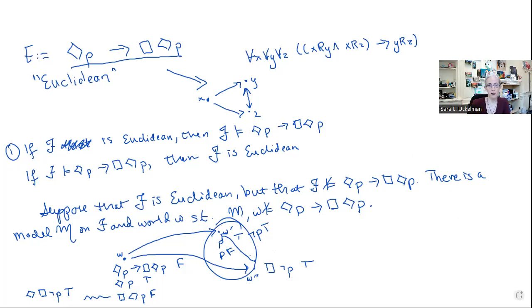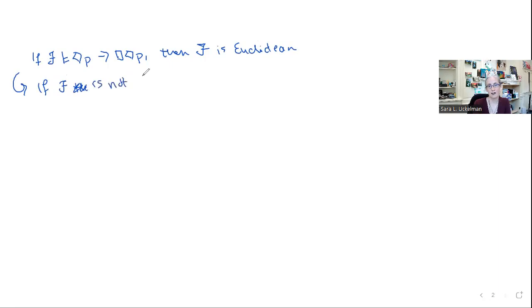Let's move on to a new board for the other direction, which is that if we have a frame that validates the axiom, then that frame is Euclidean. We're going to prove this one contrapositively. That is, if we have a frame that is not Euclidean, then we can find a model that falsifies the axiom on that frame.